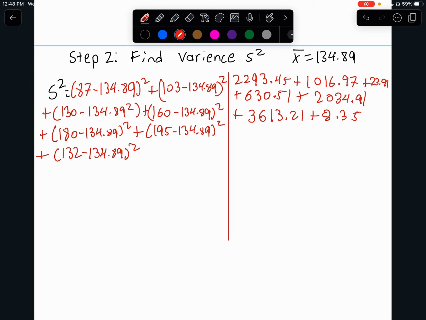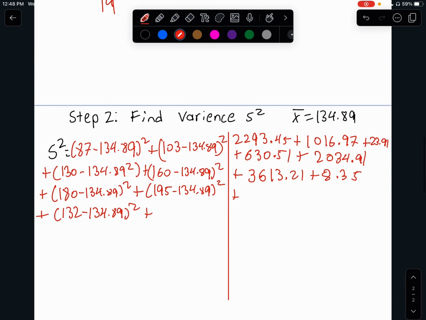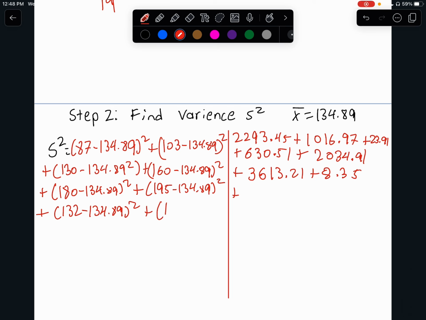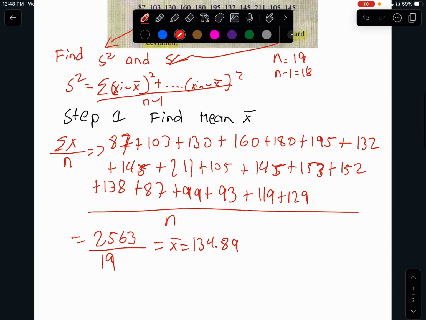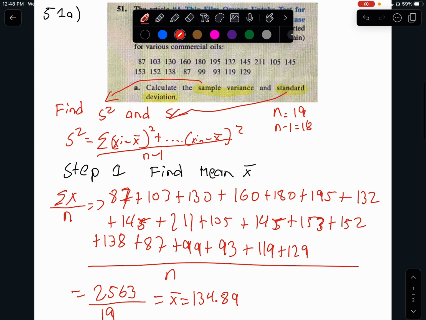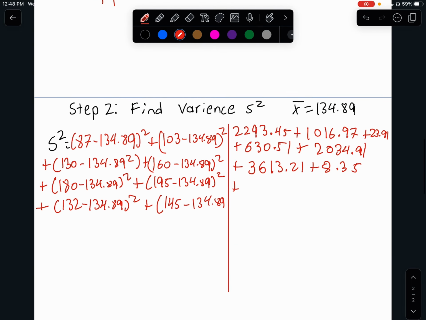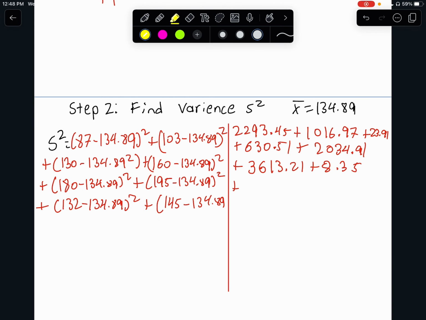8.35 plus we have 145 minus 134.89. So on this one, remember, we have two or multiple 145s. So we're gonna make sure we highlight this one, because instead of doing the calculation again, we'll just copy and paste it.